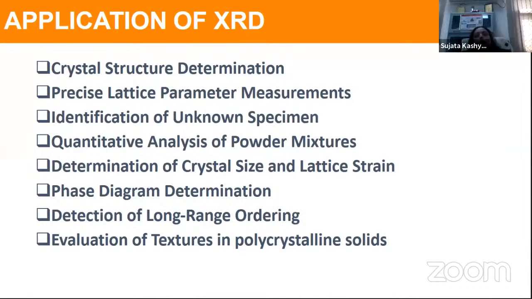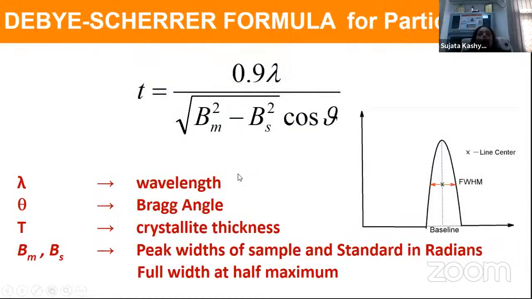Similarly, we can do quantitative analysis of powder mixtures with the help of XRD. We can determine crystal size and lattice strains, do phase diagram determination, detection of long range ordering, and evaluation of texture in polycrystalline solids. Determination of crystal size can be done with the help of the Debye-Scherrer formula in powder XRD. So what is the Debye-Scherrer formula? The thickness T is equal to 0.9 lambda divided by the square root of BM squared minus BS squared, times cos theta, where lambda is the wavelength, theta is the Bragg angle, T is the crystallite thickness, which we have to calculate, and BM and BS are the full width at half maximum of your sample and the reference material.